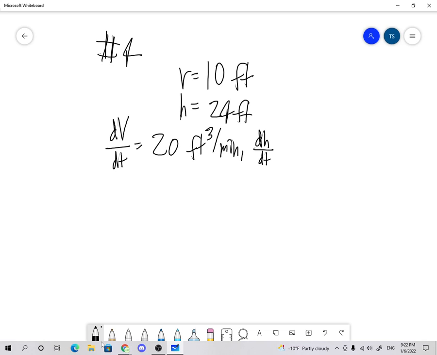Or how fast is the depth of the water increasing, which is going to tell us that it needs to be some sort of positive value when the water is 16 feet deep. And this means that we need to find it if h, or if our new h value, let's call this h2, h subscript 2, is equal to 16 feet.